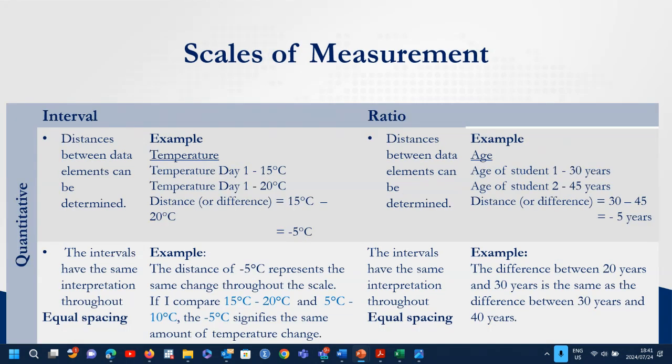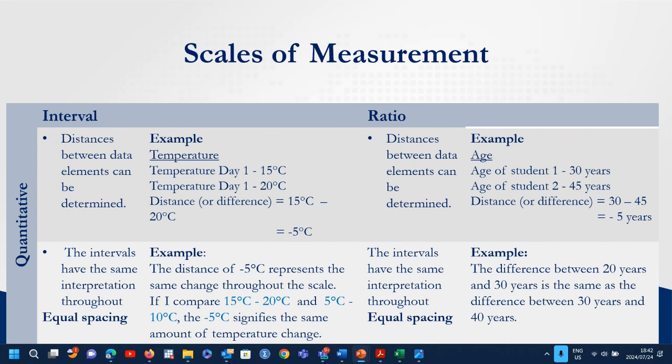And finally, for the quantitative, we can also look at them further in terms of whether they are interval or ratio. For both of them, the distances between the data elements can be determined, as I've said. You can determine the distance between someone who's 30 and someone who is 40 years. And also in terms of temperature, if today is 15 degrees Celsius and another day is 20 degrees Celsius, you can determine the distance, right? That there was a difference of 5 degrees Celsius.